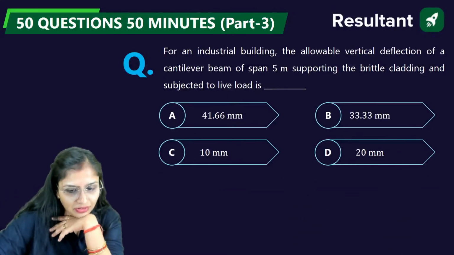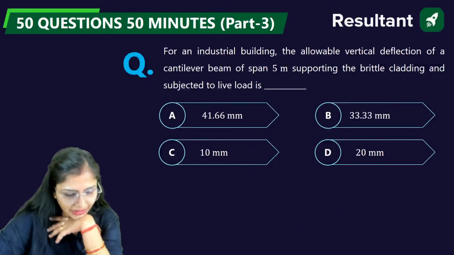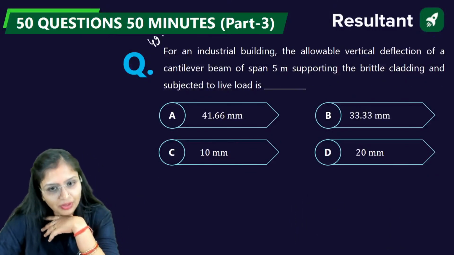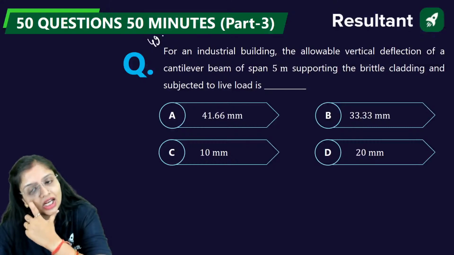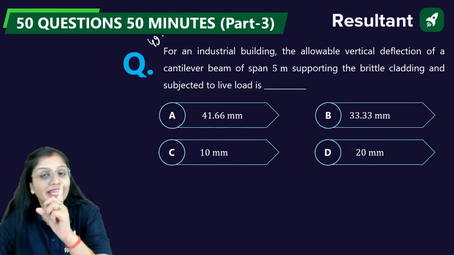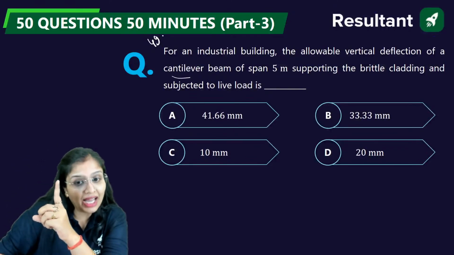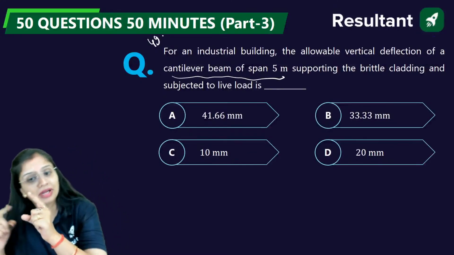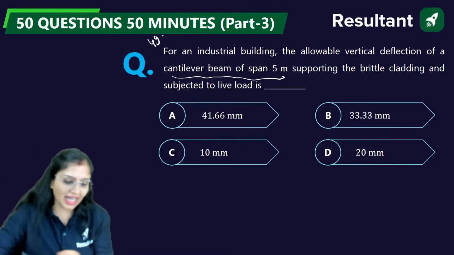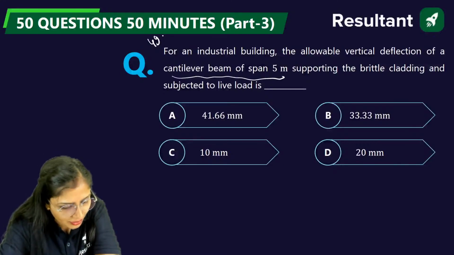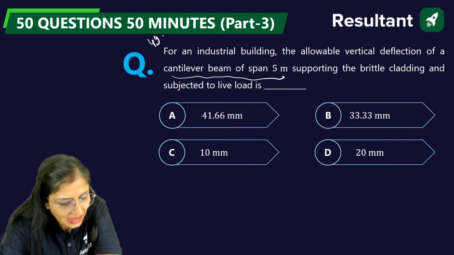Fine. This is the 49th question. Second last question. For an industrial building, the allowable vertical deflection of a cantilever beam span 5 meters supporting the brittle cladding and subjected to live load. Come on guys. Brittle cladding subjected to live load.